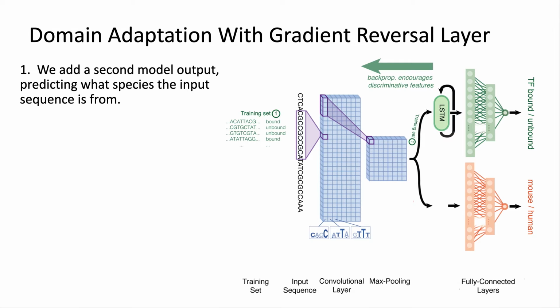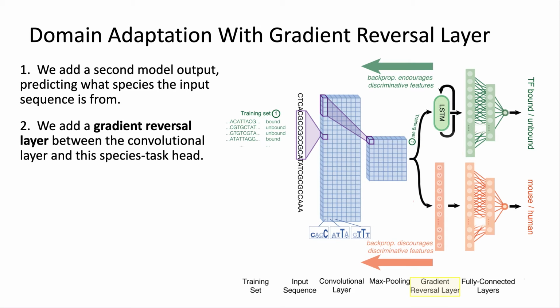And so all we have to do in order to flip that process is to add a gradient reversal layer in between that secondary task head and the convolutional filters below it. And so what's going to happen is as this model trains, the backpropagation will encourage discriminative features that distinguish between bound and unbound sites, but it will discourage discriminative features that distinguish between mouse and human sequences.